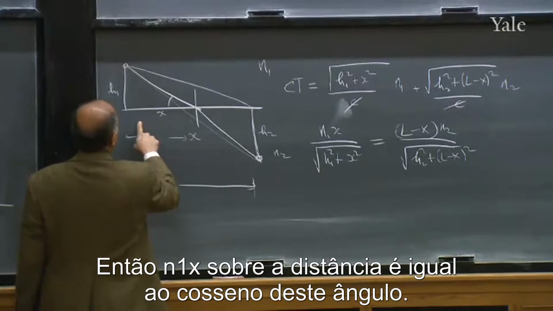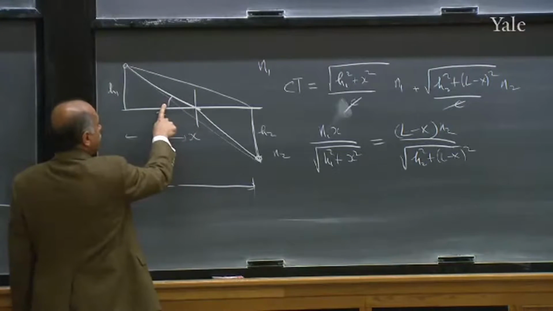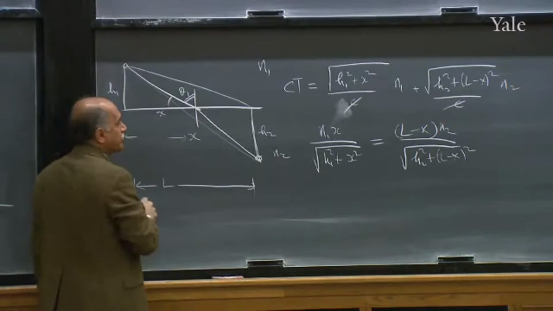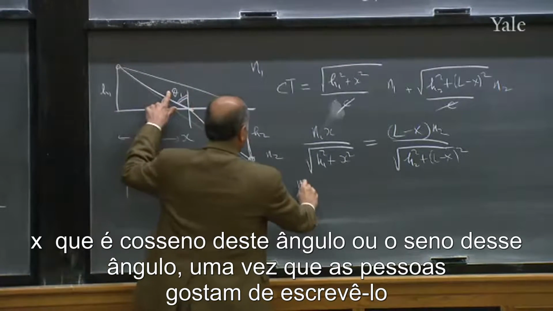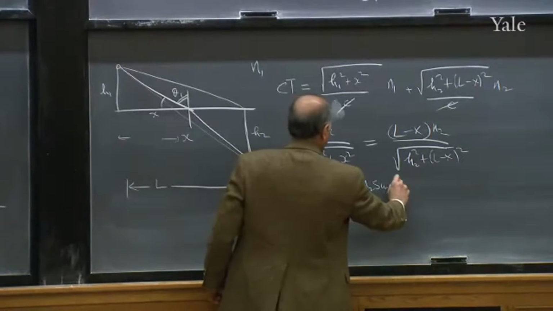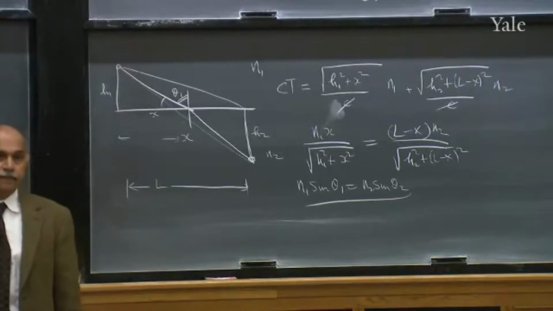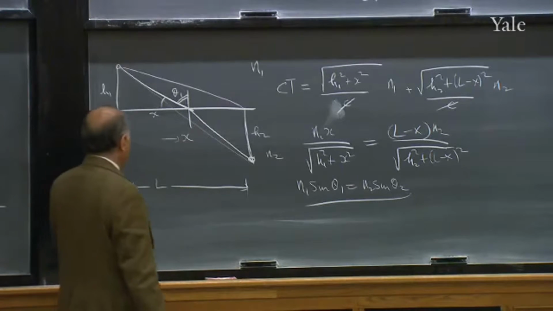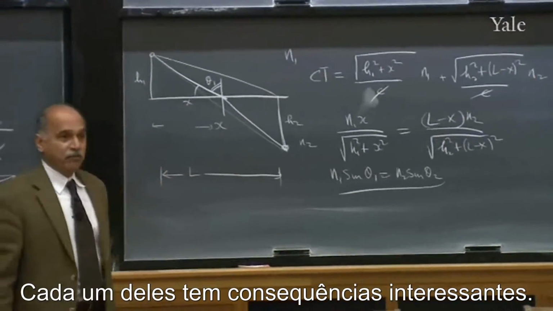So n1, x over that distance, is equal to cosine of this angle. You understand? But that's the sine of that angle. X over that is cosine of this angle, or the sine of that angle. Since people like to write it in terms of sine, you get this result: n1 sine theta 1 equals n2 sine theta 2. So this is Snell's law. It also comes from the principle of least time. I mean, each one of them has got interesting consequences.